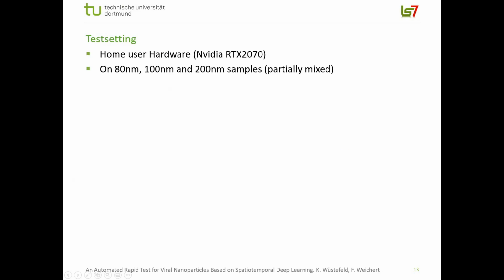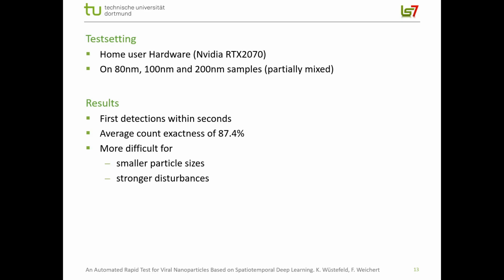After a short visual demonstration, we now also have a look at quantitative results. Our tests were performed on an NVIDIA RTX 2070, which is a home user graphics card and already available in laptop computers. In the tests, we used particle sizes of 80, 100 and 200 nanometers, partially in mixed samples. While we can see the first detections after seconds, the pipeline reaches an average count exactness of 87%. As one could expect, the detection becomes harder for lower particle sizes and for heavier disturbances.